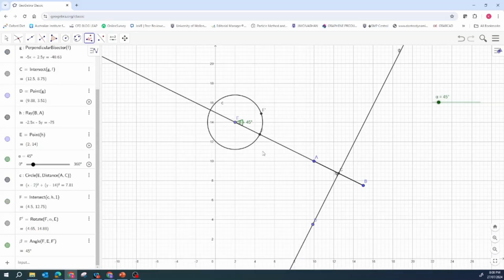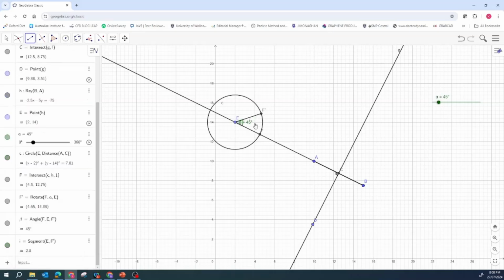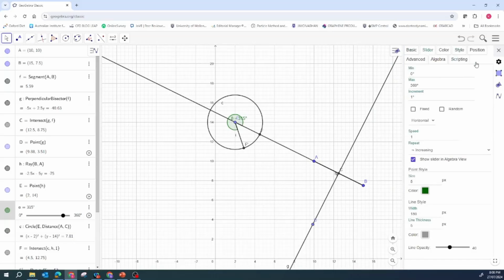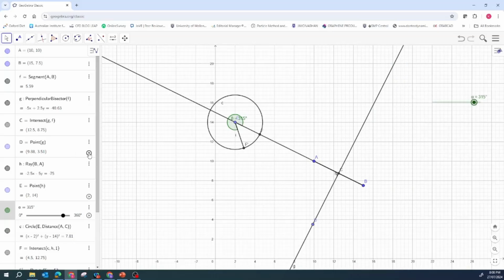Create a line segment EF for the crank. Notice that as we animate alpha, the line rotates about E. Change the oscillating motion to increasing. Notice you can move the center of the rocker point D along the bisecting line.